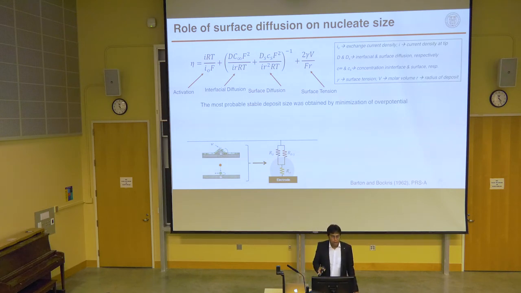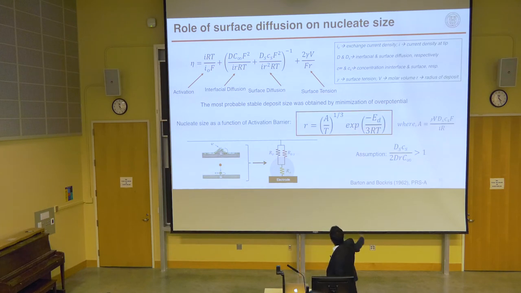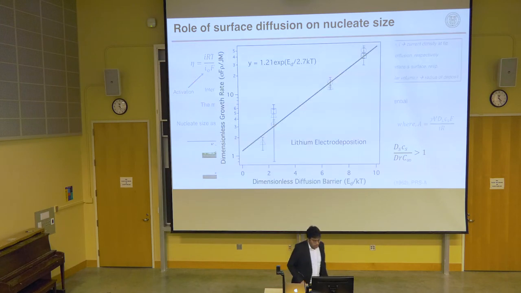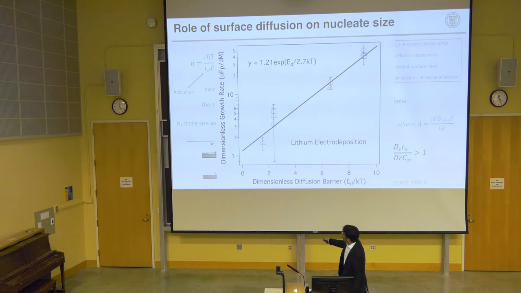Now, to find out the most probable deposit size, we minimized the overpotential, and by making an assumption that the contribution from the surface diffusion is higher than the diffusivity in the interface, we can find that the size of the nucleate is an exponential function of the activation barrier. Now, here I'm showing you the dimensionless growth as a function of the dimensionless diffusion barrier.